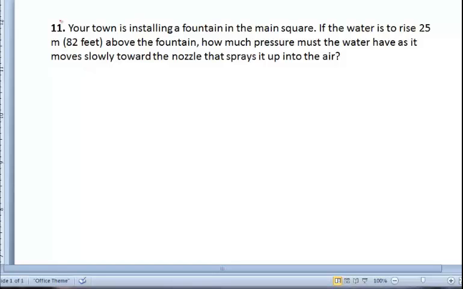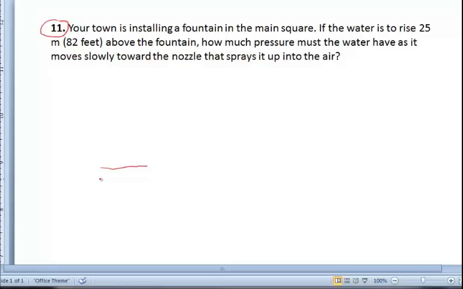Let's do problem 11 now. It says, your town is installing a fountain in the main square. The water is to rise 25 meters above the fountain. How much pressure must the water have as it moves slowly toward the nozzle that sprays it up into the air? So let's do this.